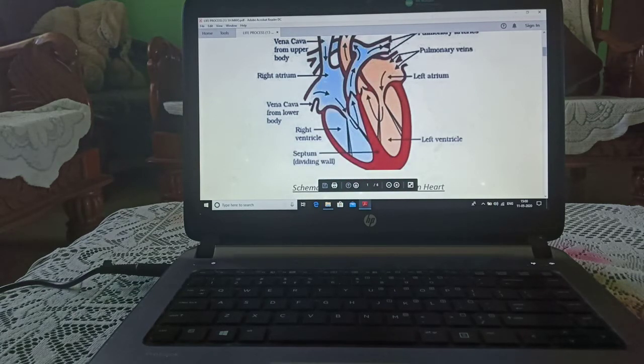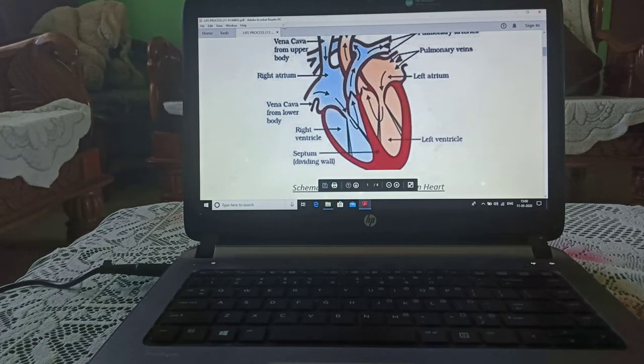It is divided into 4 chambers, 2 auricles, right and left auricle. Similarly, 2 ventricles, right and left ventricle. The right part of the heart is associated with deoxygenated blood, and the left side of the heart is associated with oxygenated blood.